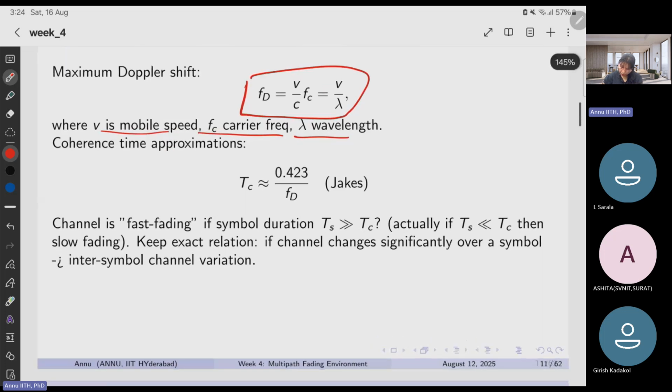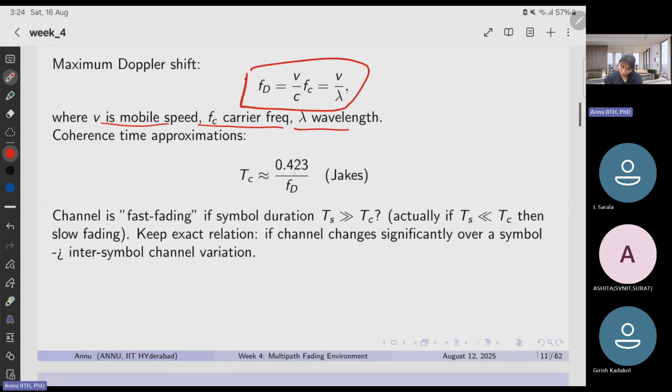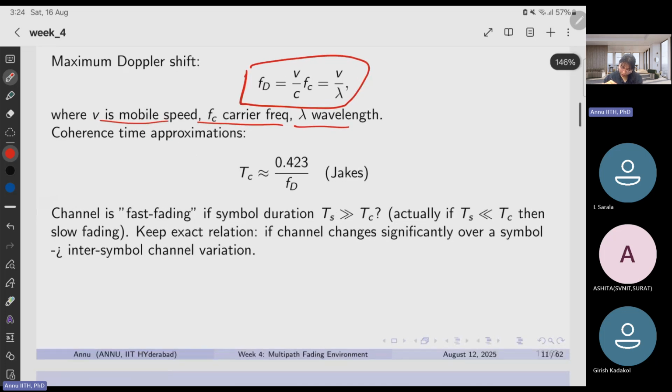The coherence time is approximately, in the case of Jakes, 0.423 divided by f_D. The channel is fast fading if the symbol duration is greater than or equal to T_C. If T_S, the symbol duration, is less than T_C, then slow fading will happen. So there are two different types of fading.